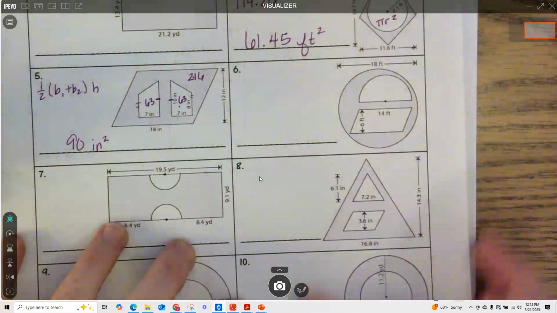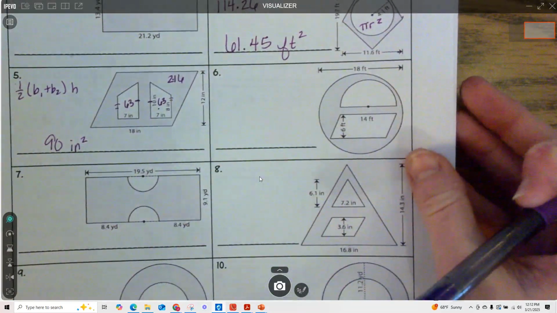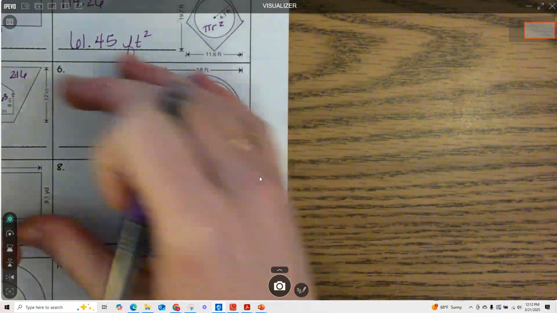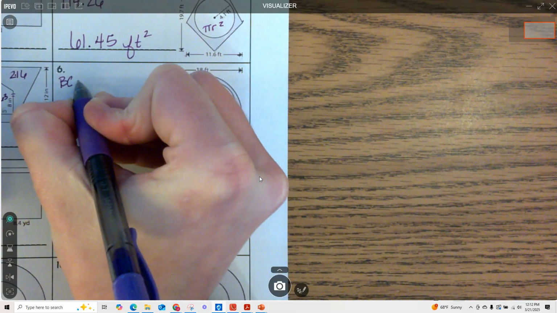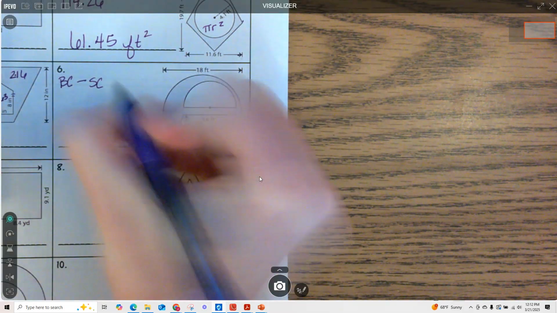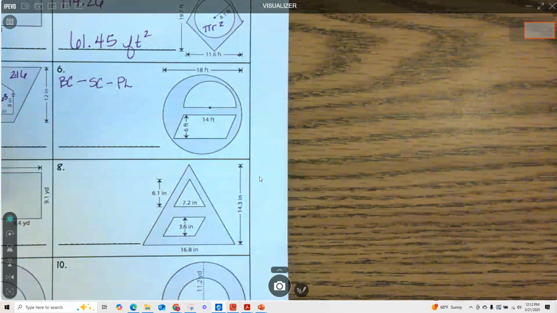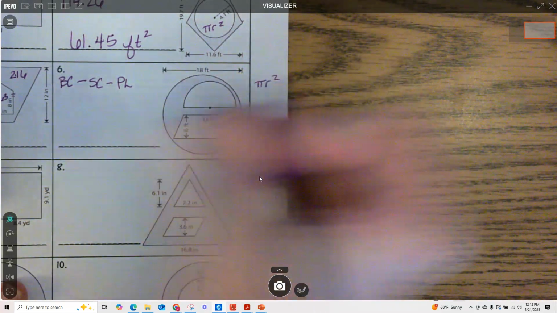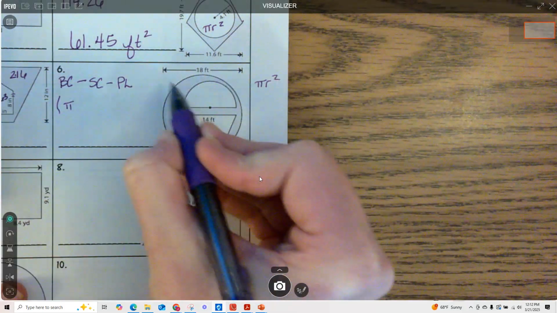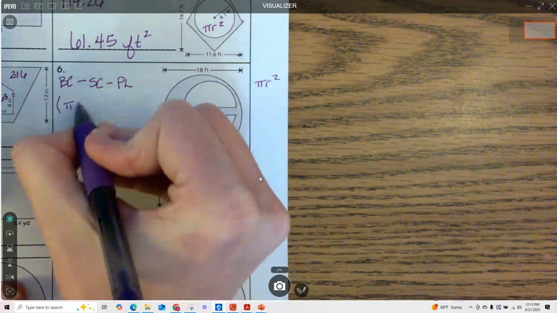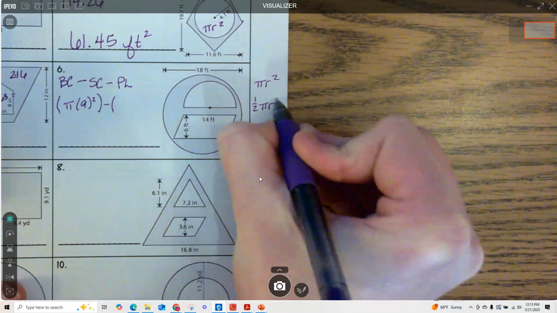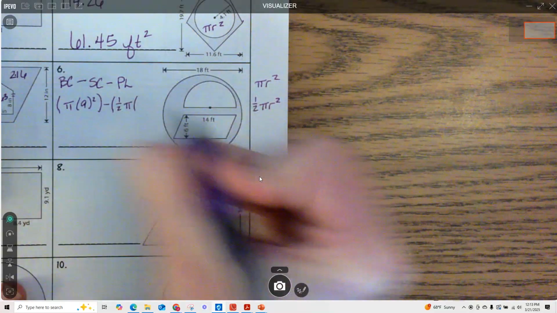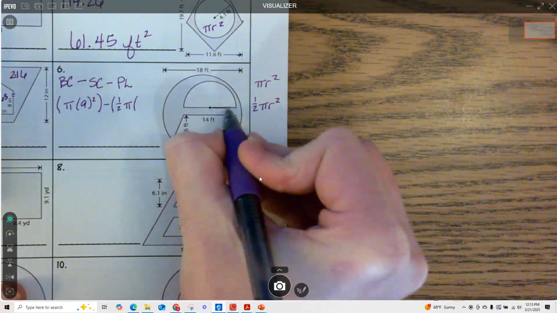I'm going to do number 6 because it's a wonky one too. What I'm going to do is write everything out in one long line. We're going to do the big circle minus the semicircle minus the parallelogram. So circle is pi r squared. For that big circle, pi, what would the radius of this big circle be? Be 9. Okay, semicircle is 1/2 pi r squared. So 1/2 pi. What would the radius of this semicircle be?